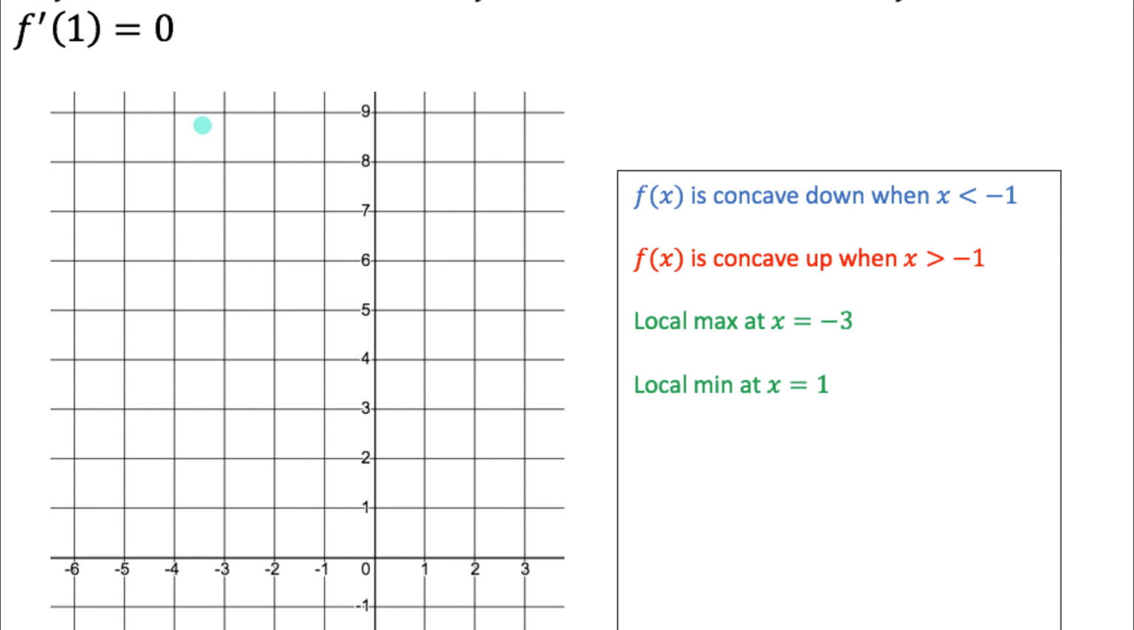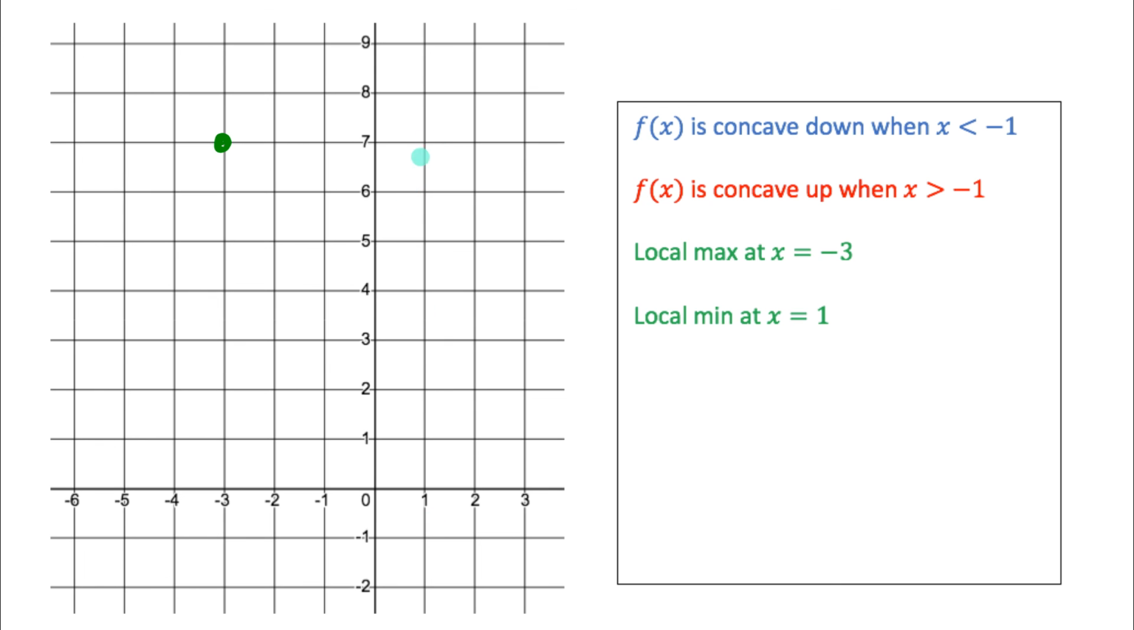I don't know what the y value of that local max is. I'll just put it here. And a local min at an x value of 1. And once again, I don't know where that min is. I just know it has to be below where that local max was. So I'll put it here.